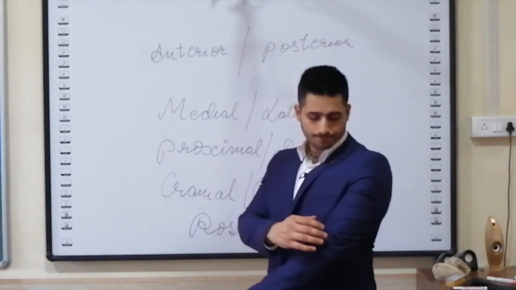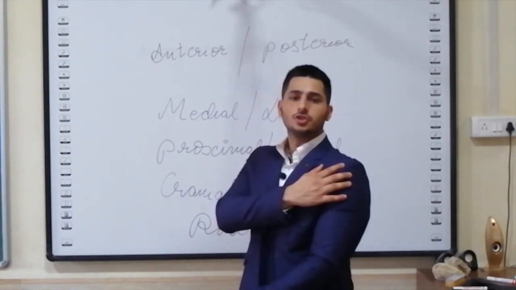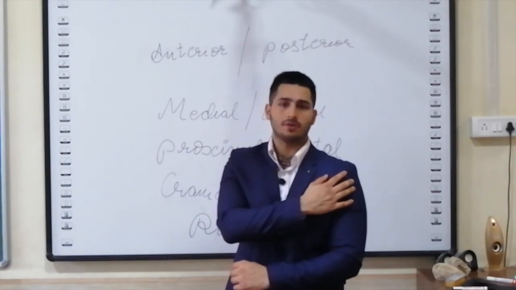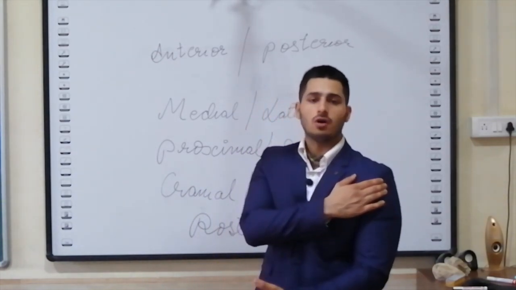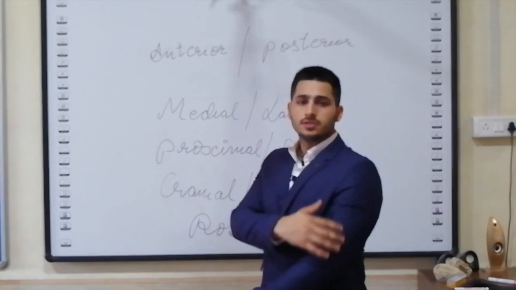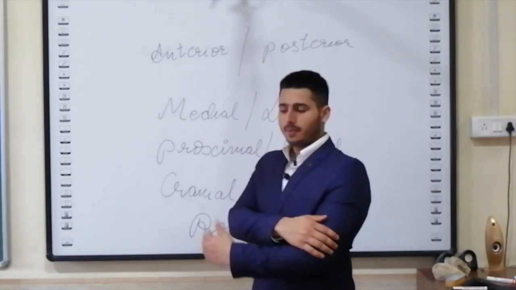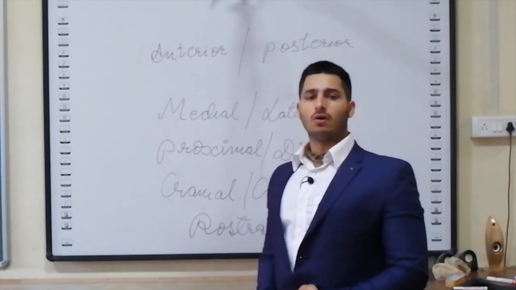Then my glenohumeral joint, that is the shoulder joint. We'll be discussing it in future videos as well. This is just an introduction video. So the glenohumeral joint, also commonly known as the shoulder joint, is proximal to the elbow joint. As you can see, my shoulder lies closer to the origin than the elbow joint, and my hands lie farther away from the elbow.